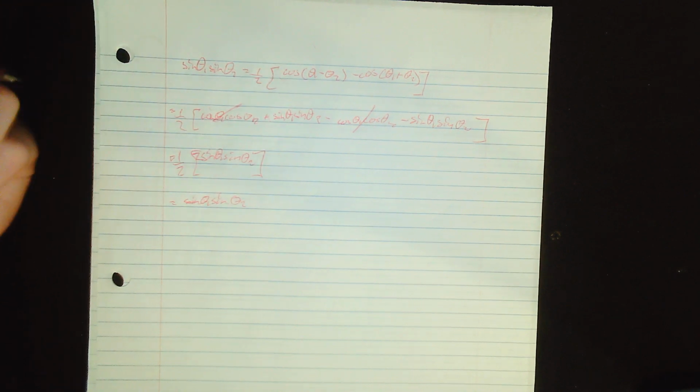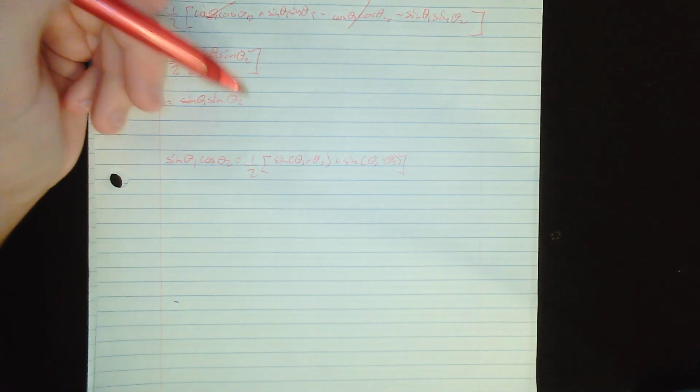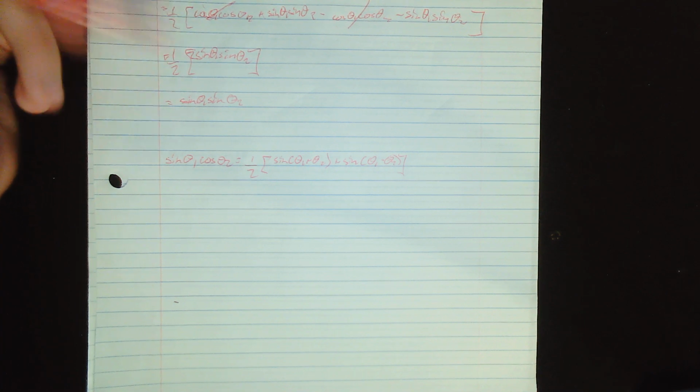Now we're going to do this with one more example because it's a little bit more of a complicated example. We're going to be proving that the sine of theta 1 cosine of theta 2 is equal to 1/2 the sine of theta 1 plus theta 2 plus the sine of theta 1 minus theta 2. And this is basically the same as the cosine of theta 1, cosine of theta 2, except these are now sines. Now again, we expand.